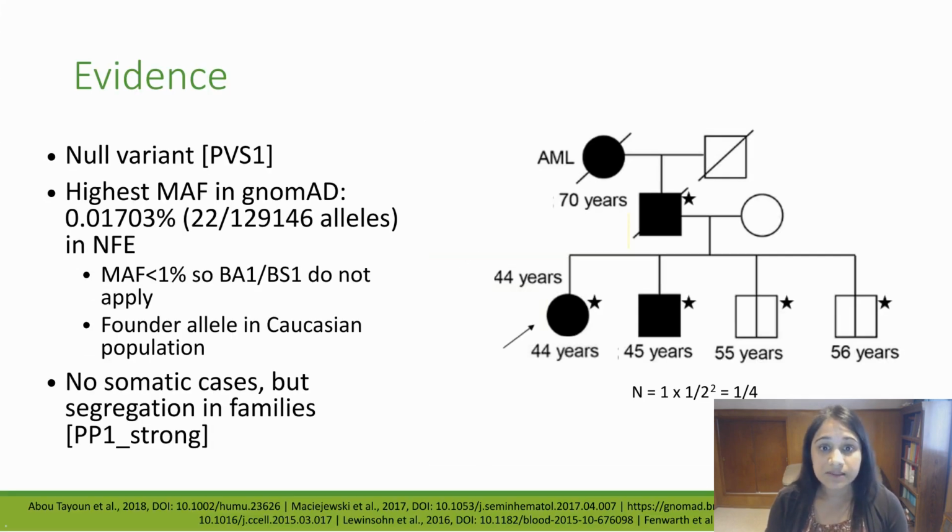When digging a little deeper into the literature, we found that there are several families in which the variant segregates with MDS or AML in spite of the lack of somatic cases. I want to take a minute to explain how the calculations in Jarvik and Browning's paper were used here, which we recommend for use in determining PP1 strength level.